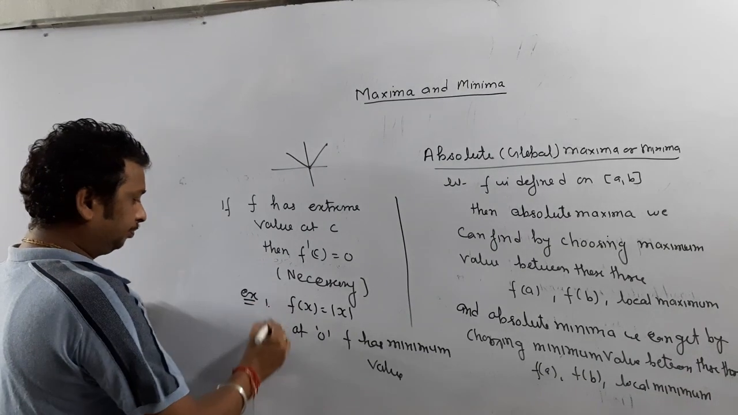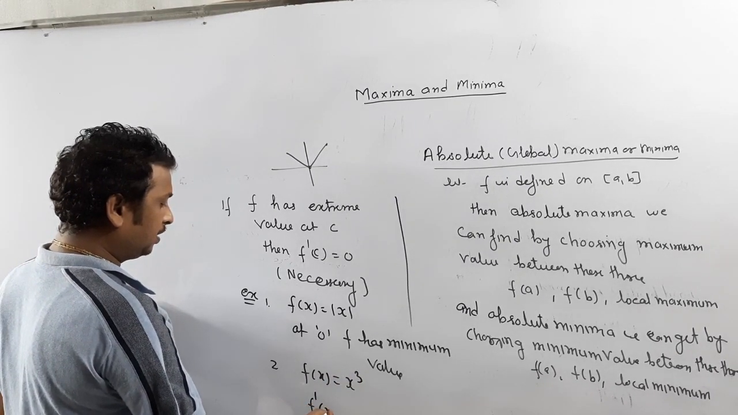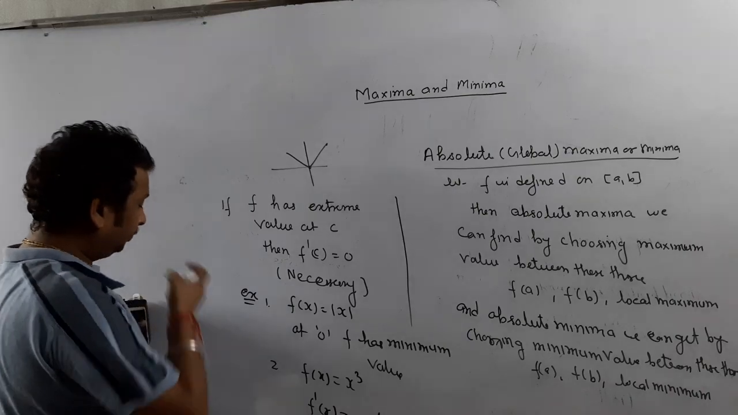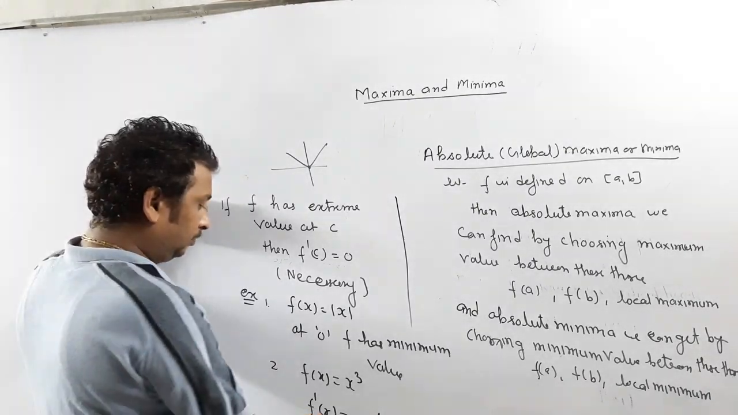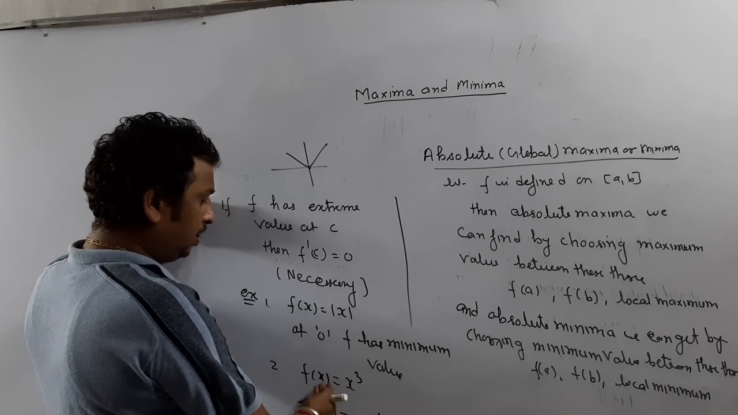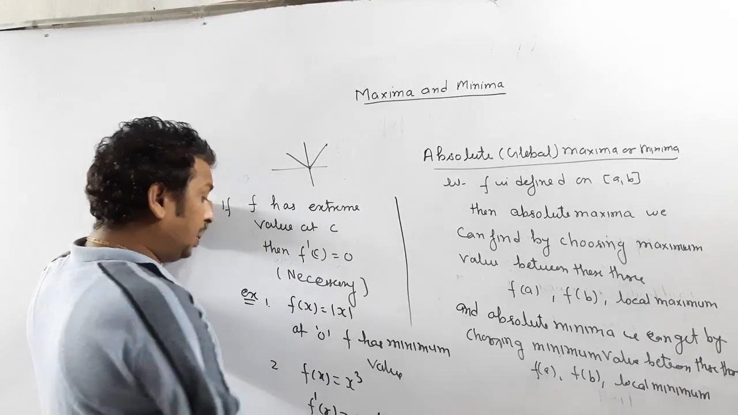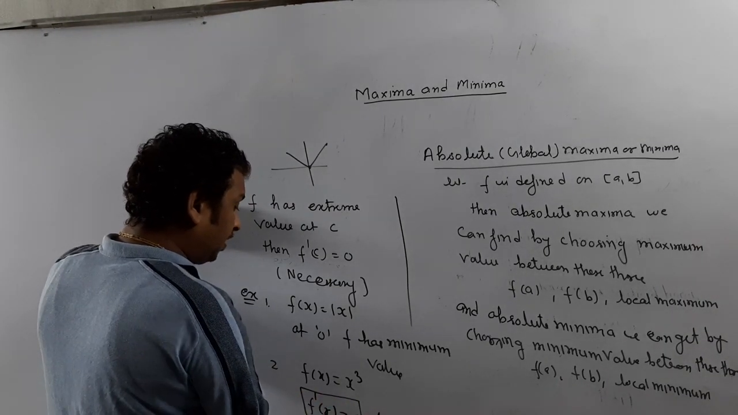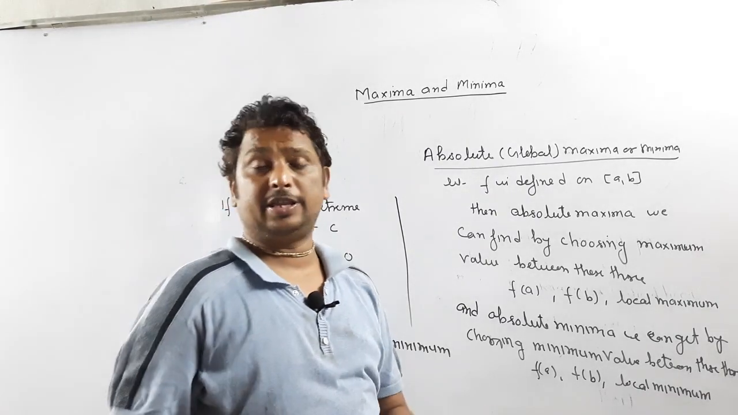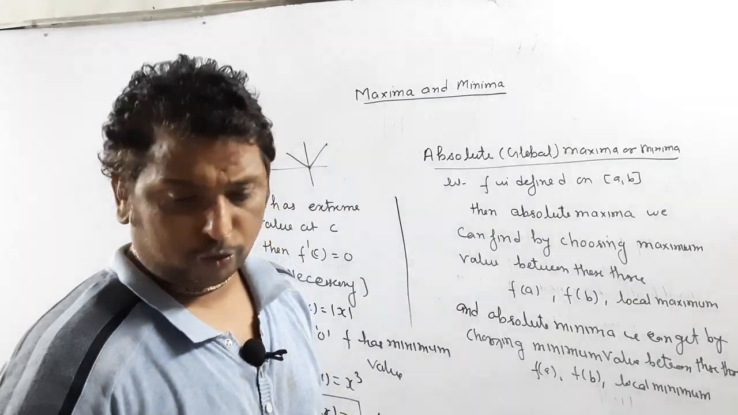One more example I will give. Suppose f(x) is equal to x cubed. See, f dash c is equal to 0 at c equal to 0. When c is 0, what is f dash c? It is 0 only, right? f dash x is 3x square, so f dash c is 0 at c equal to 0. But c equal to 0 is not an extrema point of this function, even though f dash c is equal to 0. So please take care of these two important concepts. Now I am going to explain one example.